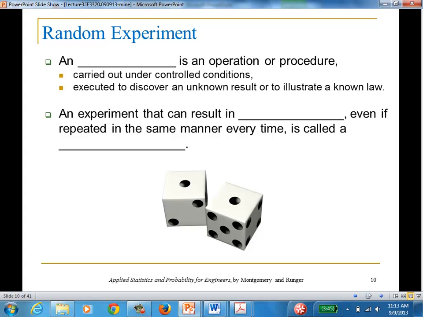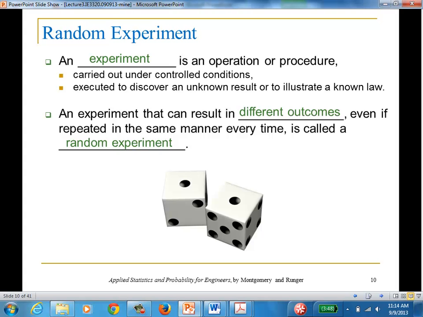Okay, so a random experiment. An experiment is an operation or procedure carried out under controlled conditions. It's executed to discover an unknown result or to illustrate a known law. An experiment that can result in different outcomes, even if repeated in the same manner every time, is called a random experiment.